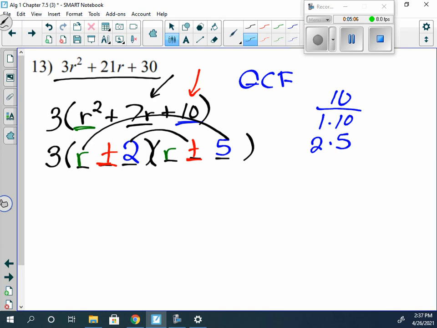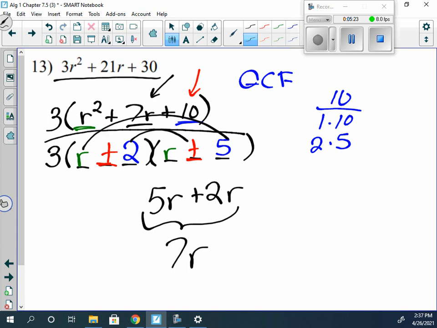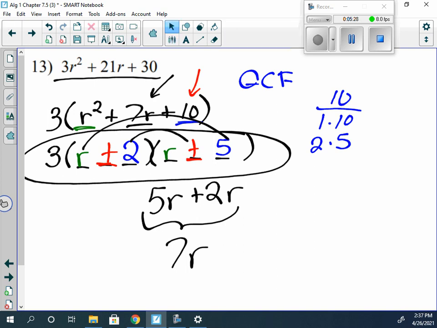So here, when we multiply r times 5 would be 5r. 2 times r is 2r, and 5r plus 2r is 7r, that's what we wanted. And that's it. That's all we have to do for these. So the only real change from what we did last week is having a greatest common factor. Any questions on this here?